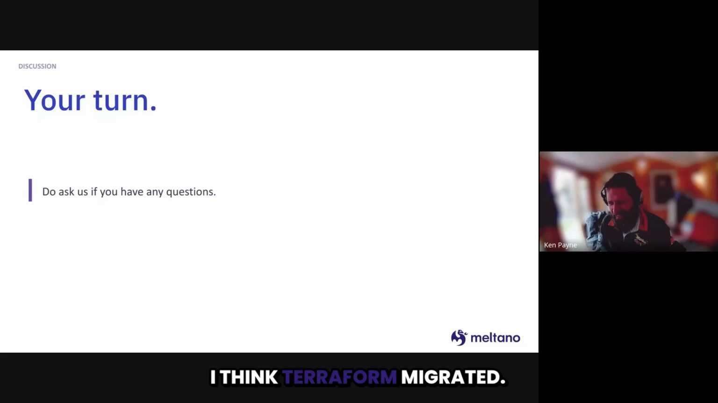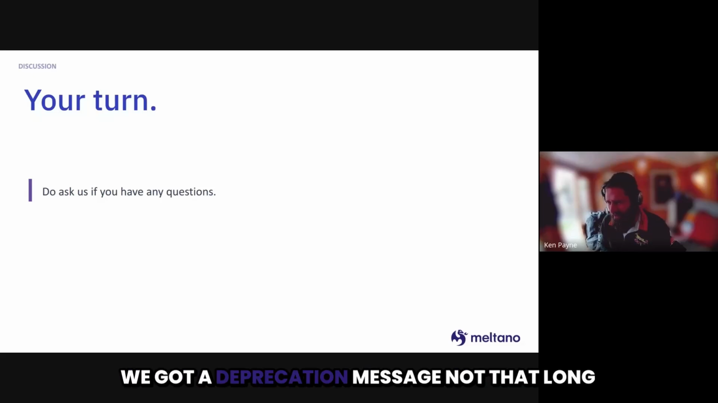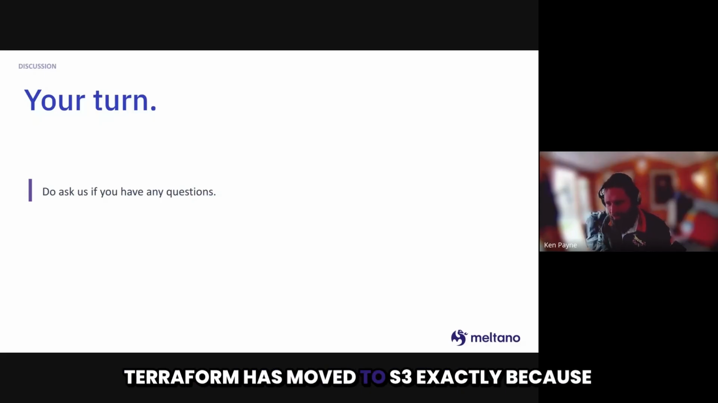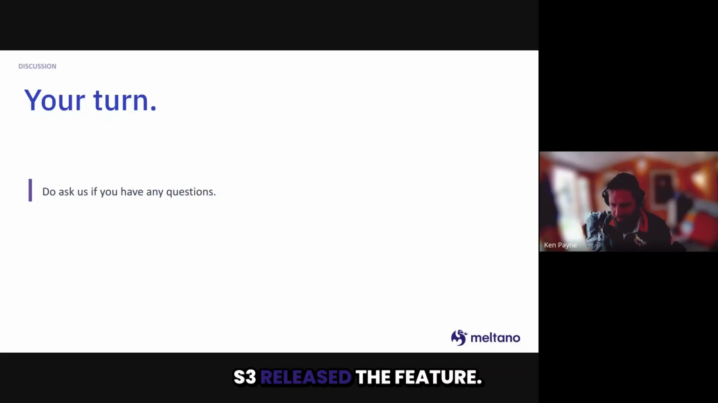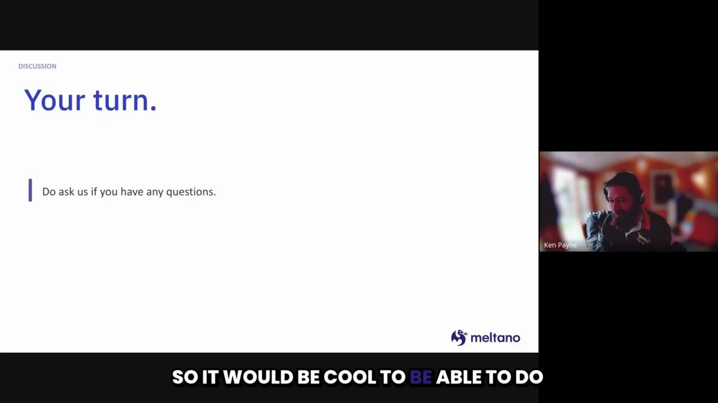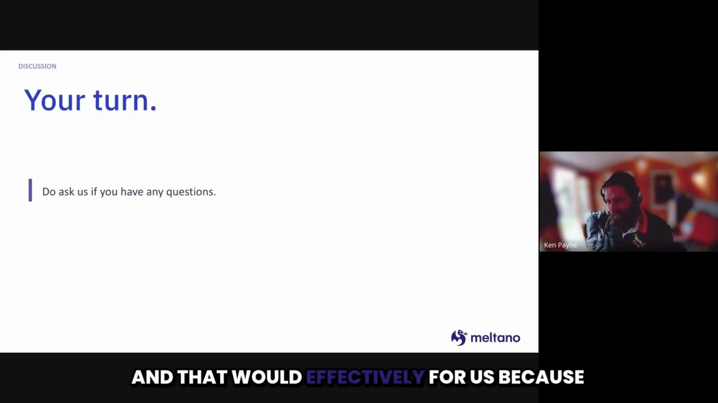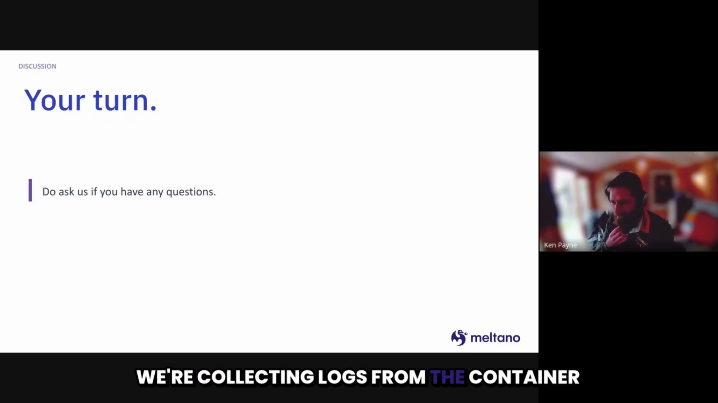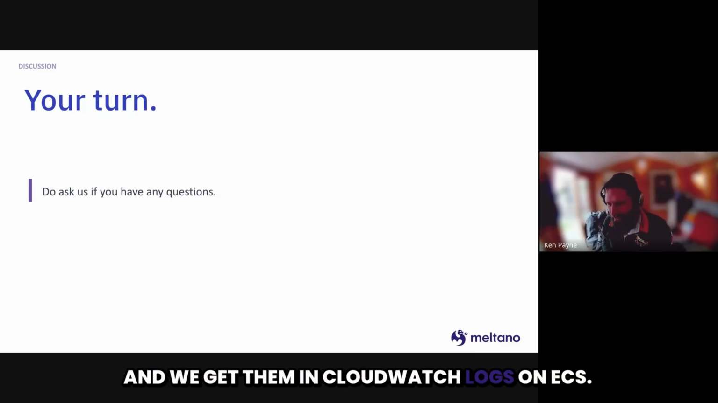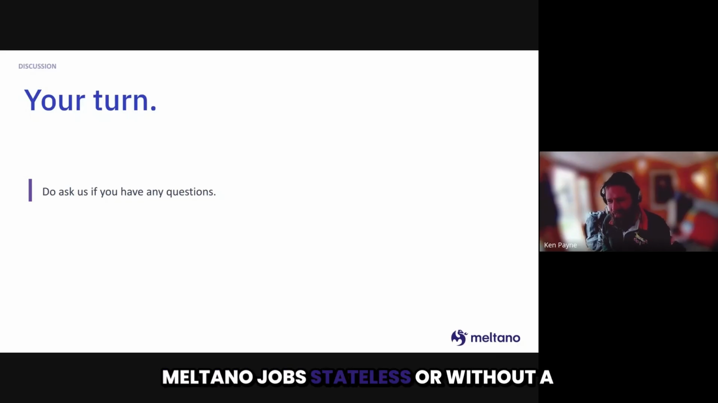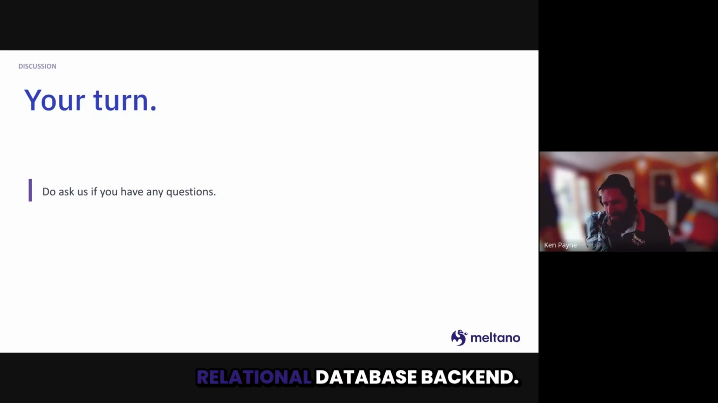So yeah, I think Terraform migrated. We got a deprecation message not that long ago saying the DynamoDB locking in Terraform has moved to S3, exactly because S3 released the feature. So it would be cool to be able to do Meltano job locking using S3 as well. And that would effectively, for us, because we're collecting logs from the container and we get them in CloudWatch logs on ECS, allow us to essentially run our Meltano jobs stateless, without a relational database backend.